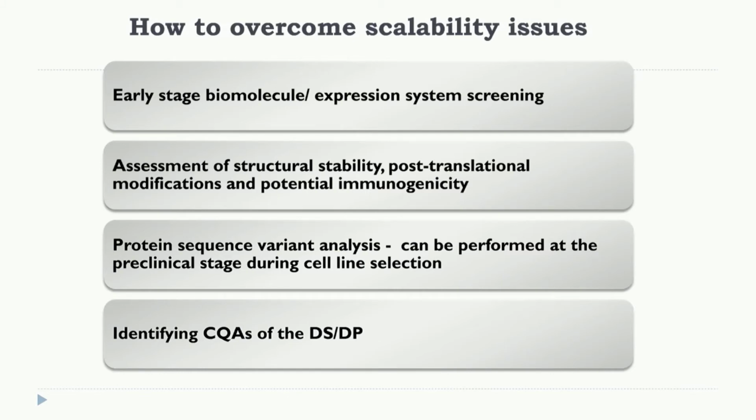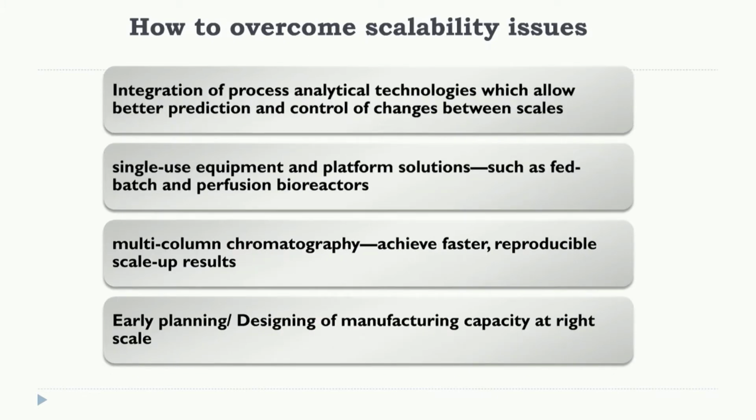The early stage biomolecule system screening, assessment of structure stability, post-translation modification, protein sequence variant analysis, which can be performed at preclinical stage during cell line selection, identifying critical quality attributes of the drug substance as well as drug product.